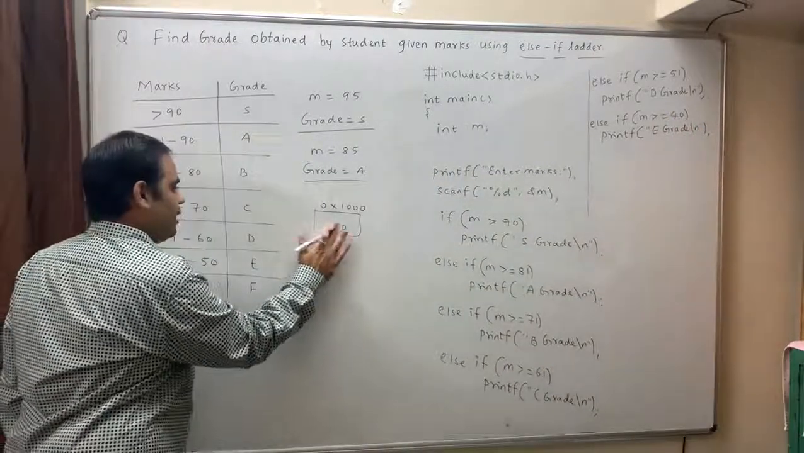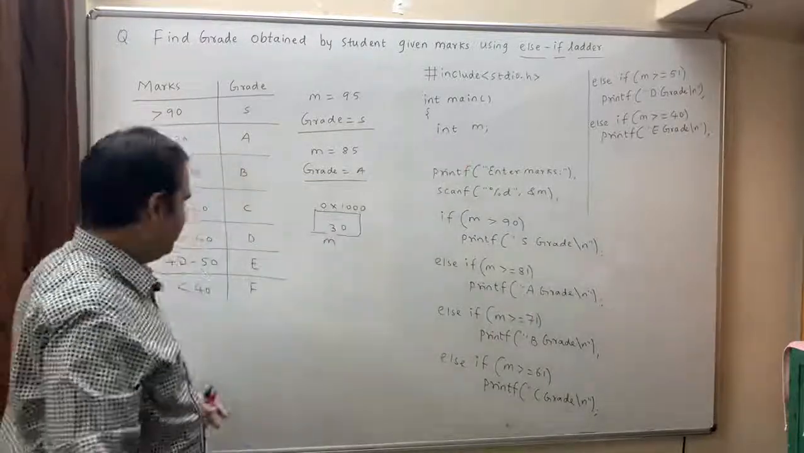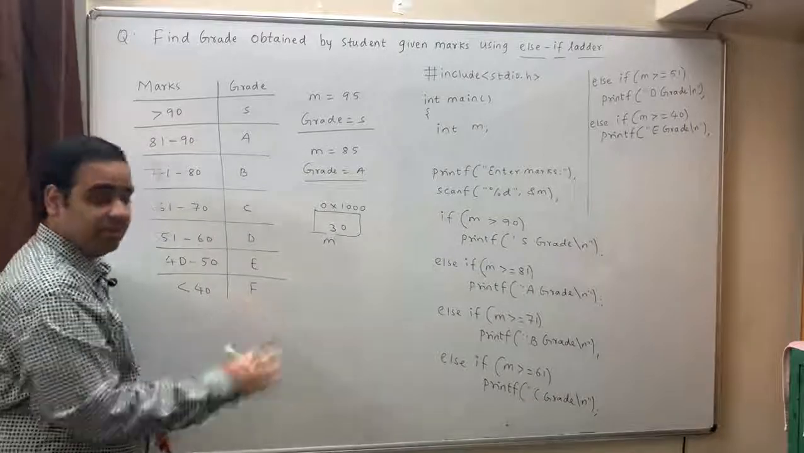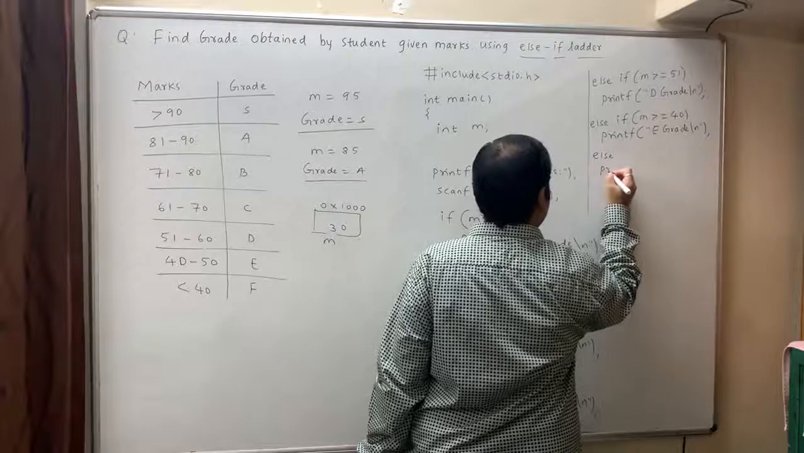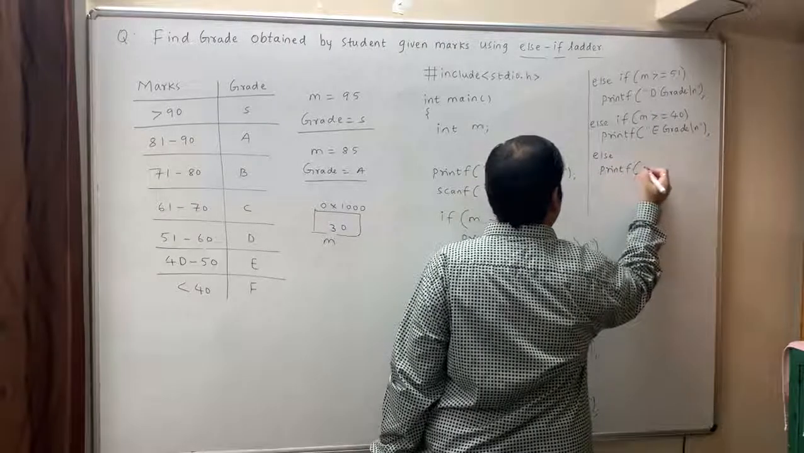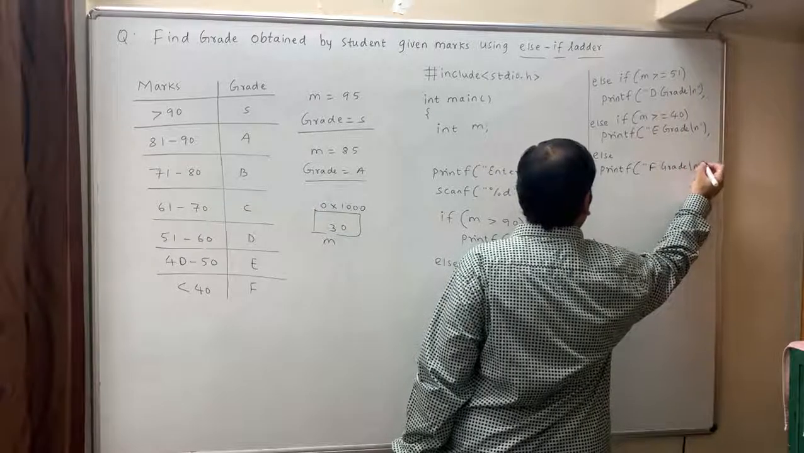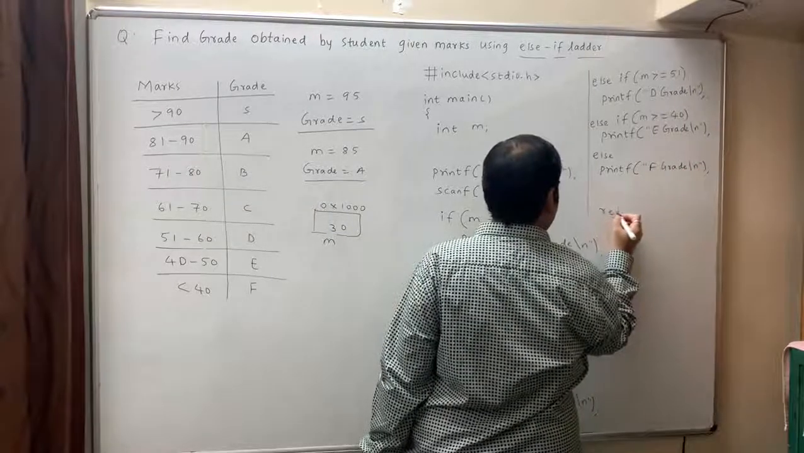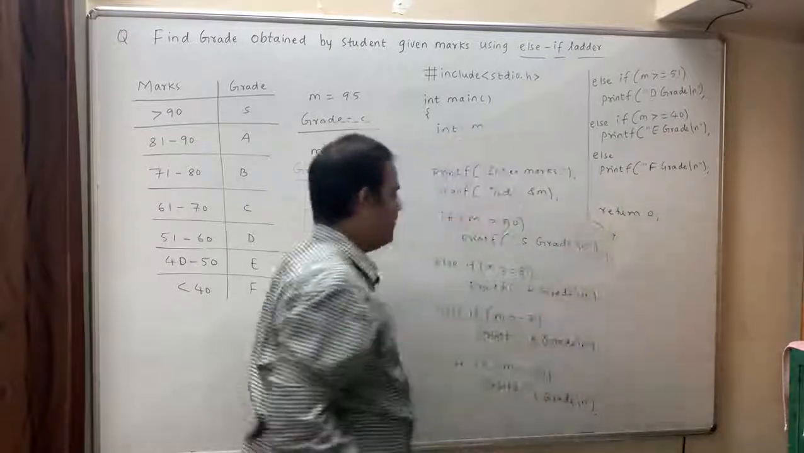Now let us assume marks is 30. All the conditions are false. That means the student has failed the subject. Hence we say else printf F grade. And you may stop the procedure over here by saying return 0.